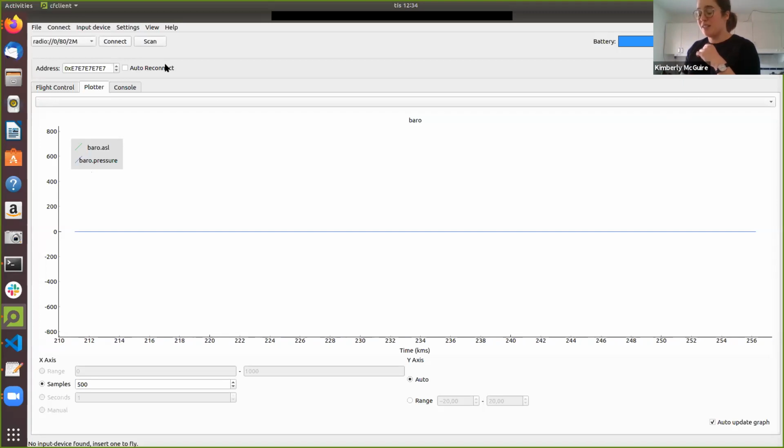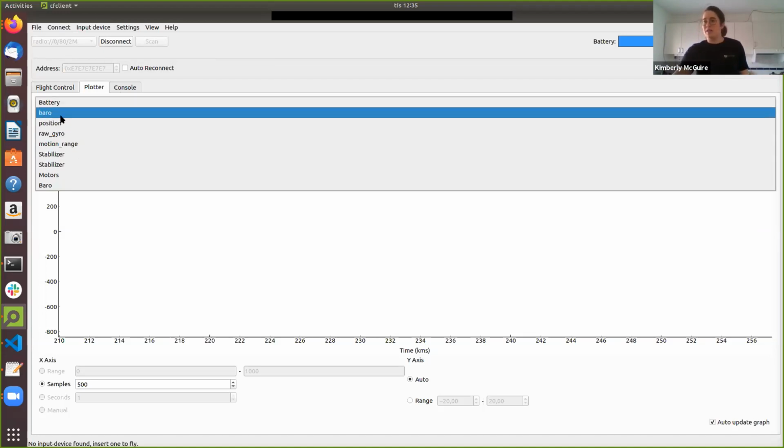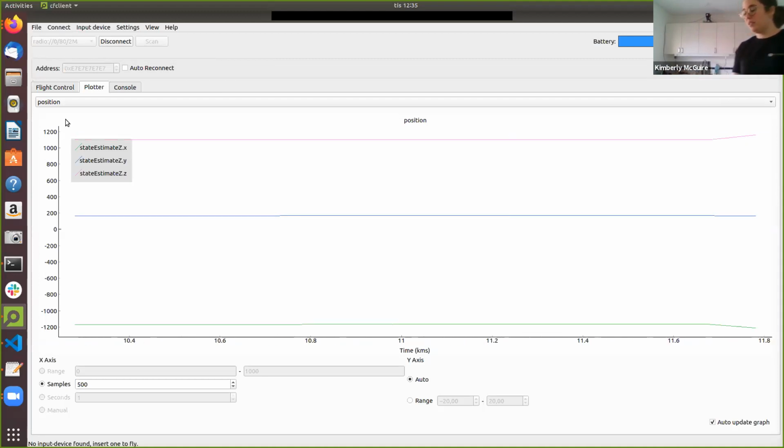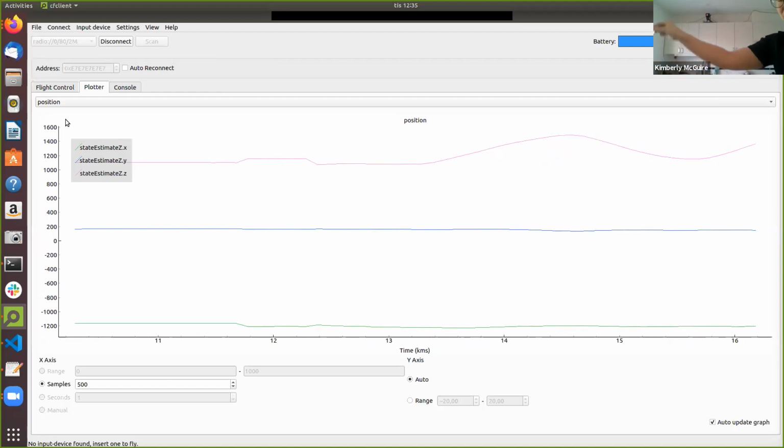All right, I can also quickly show you what the state estimation will look like if you actually replace the Flowdeck with a lighthouse deck. Let's see if we can connect to it. And then we go back to position. So you can also see the height changing.